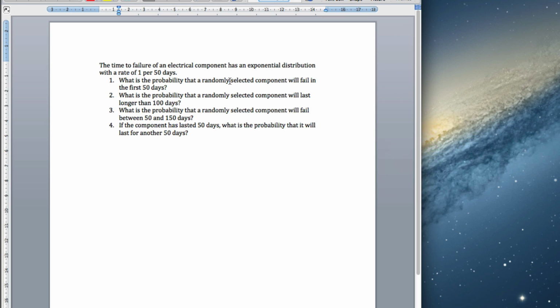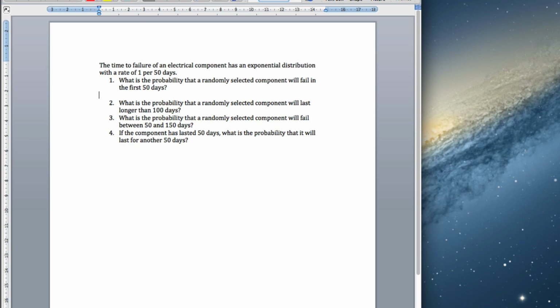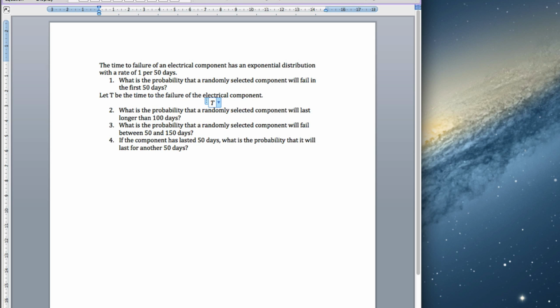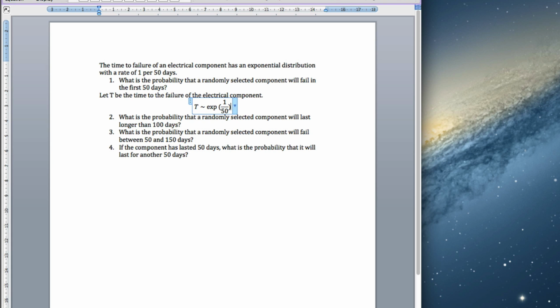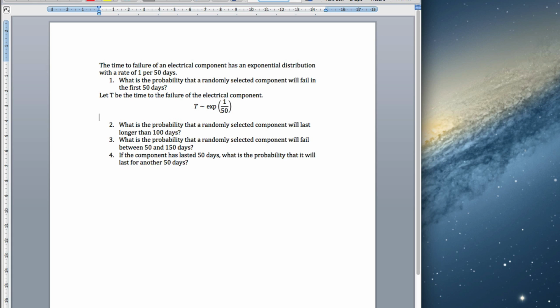Okay, so let's look at the first question. What's the probability of a randomly selected component failing, or no problem? So, start with setting up some random variables. Let T be the time to the failure of the component. We know that T is exponential with a rate of 1 per 50. We want the probability that it will fail in the first 50 days, so the time to failure must be less than 50. You could put less than, or less than or equal; the exponential is a continuous random variable, so these are pretty much the same.